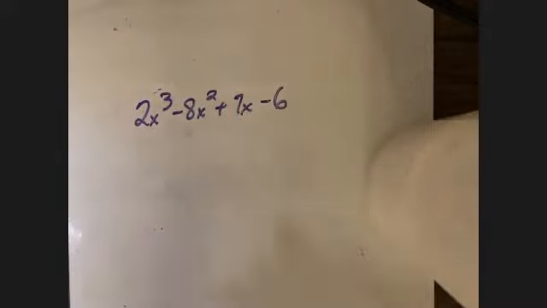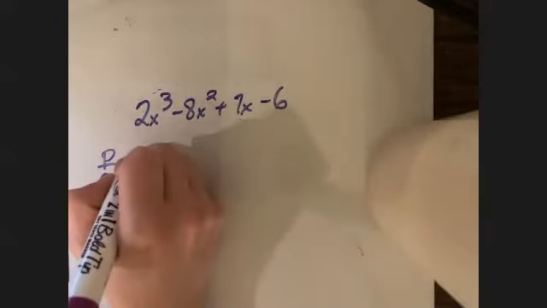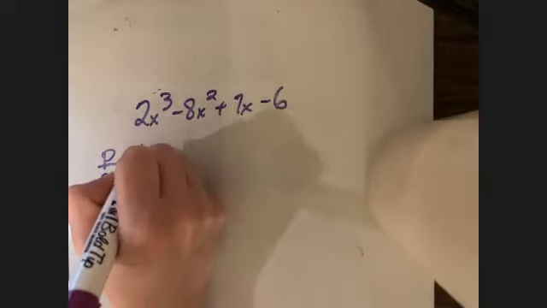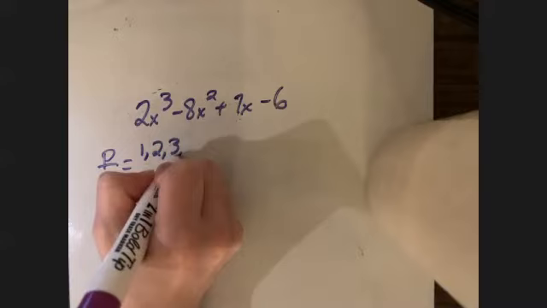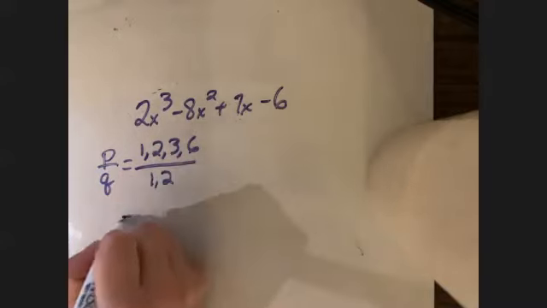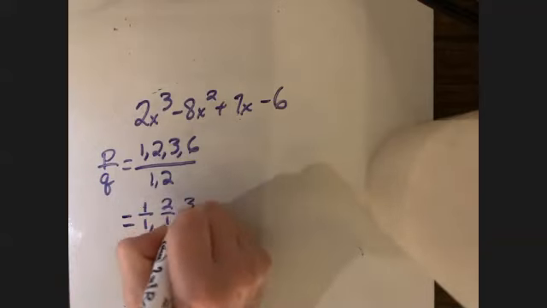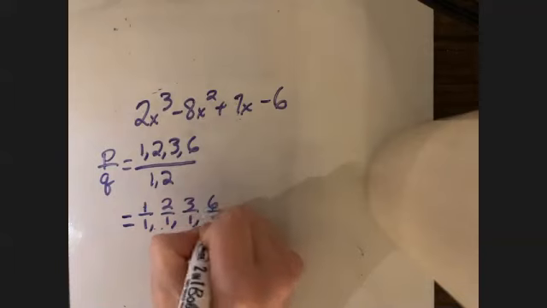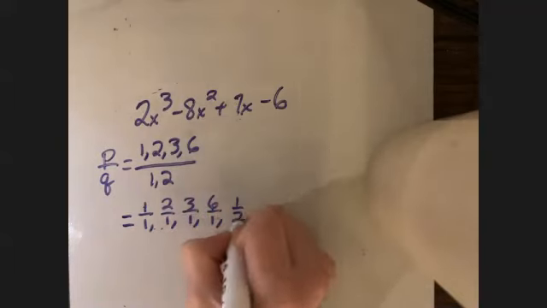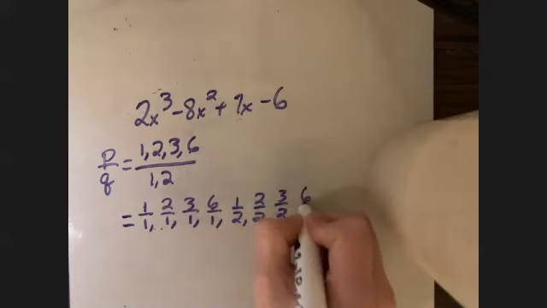Okay, so P over Q again. Factors of 6 are 1 and 6, 2 and 3. So we've got 1, 2, 3, and 6. And then factors of 2 are 1 and 2. So I'm going to make my master list. So I've got 1/1, 2/1, 3/1, 6/1. And then I've got 1/2, 2/2, 3/2, and 6/2.